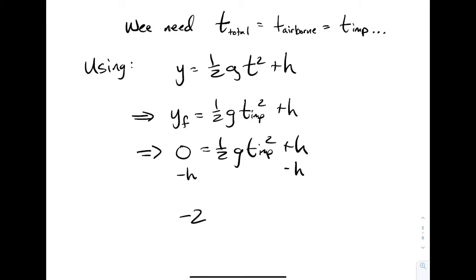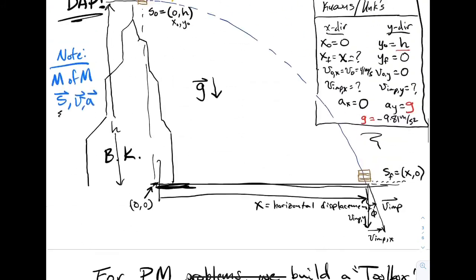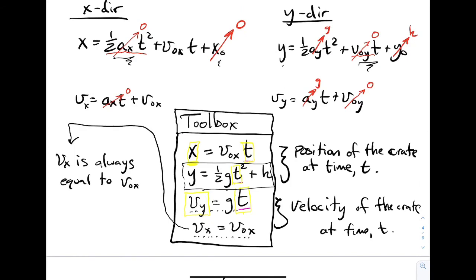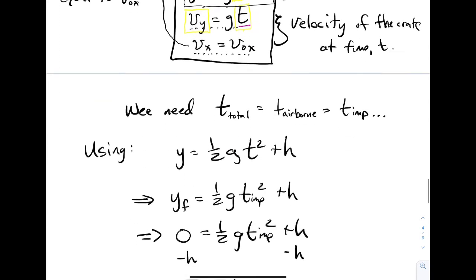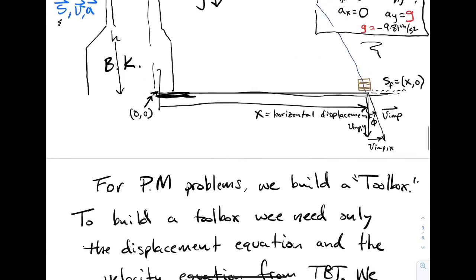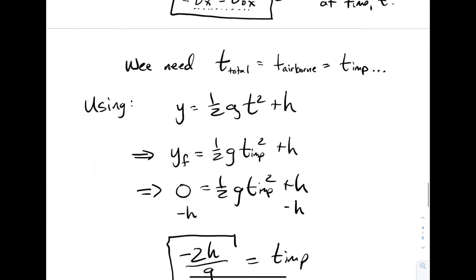So we have negative 2h over g equals t impact squared. But now I'm going to square root both sides. And so we'll have the algebraic solution for what we're looking for in part A. So what I want you to notice is that drawing the picture and setting up this toolbox is where we spent most of our time. Once we had the toolbox, we did a couple steps of algebra and we got to where the answer can be solved for. So it's very important while you're solving your problems to try to stick to this method. Draw a picture and try to set up a toolbox for any projectile motion problem.